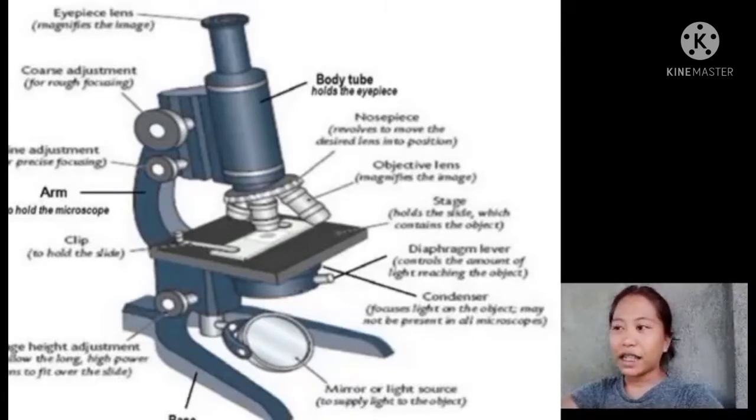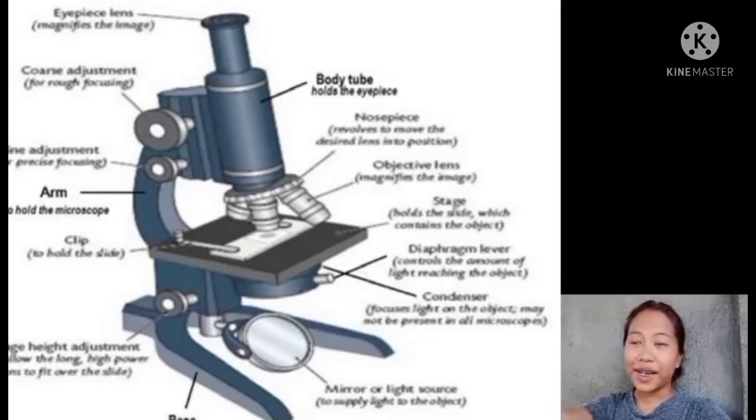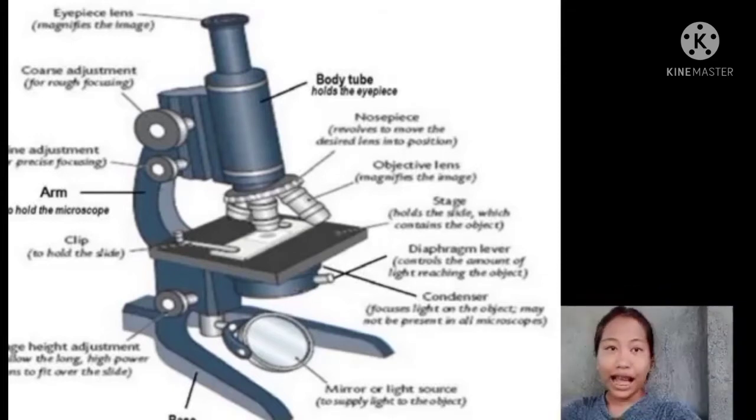The condenser focuses light on the object; it may not be present in all microscopes. The mirror or light source supplies light to the object. And lastly, the base holds the entire assembly.